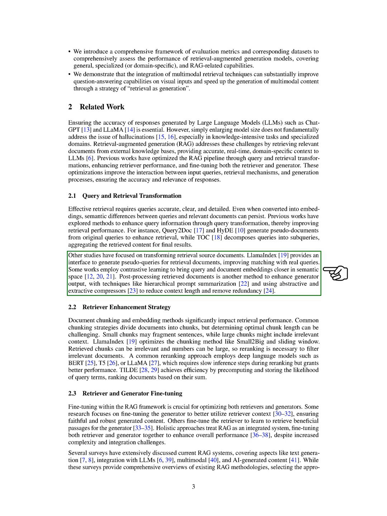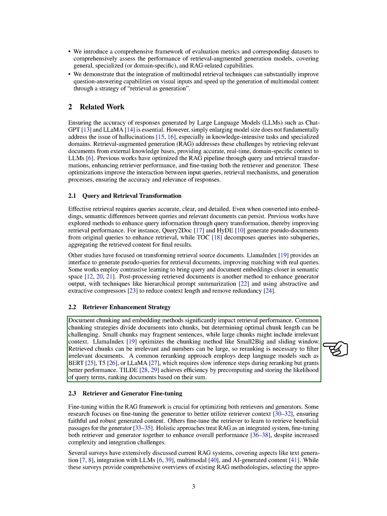Section: Retriever Enhancement Strategy. In this section, we will discuss the importance of chunking documents and how it affects retrieval performance. Chunking methods play a significant role in how well we can retrieve information from documents. Common chunking strategies divide documents into smaller parts, but it can be tricky to determine the best chunk size. If the chunks are too small, they may break up sentences, while large chunks could include irrelevant information. Llama Index improves chunking methods like small to big and sliding window.